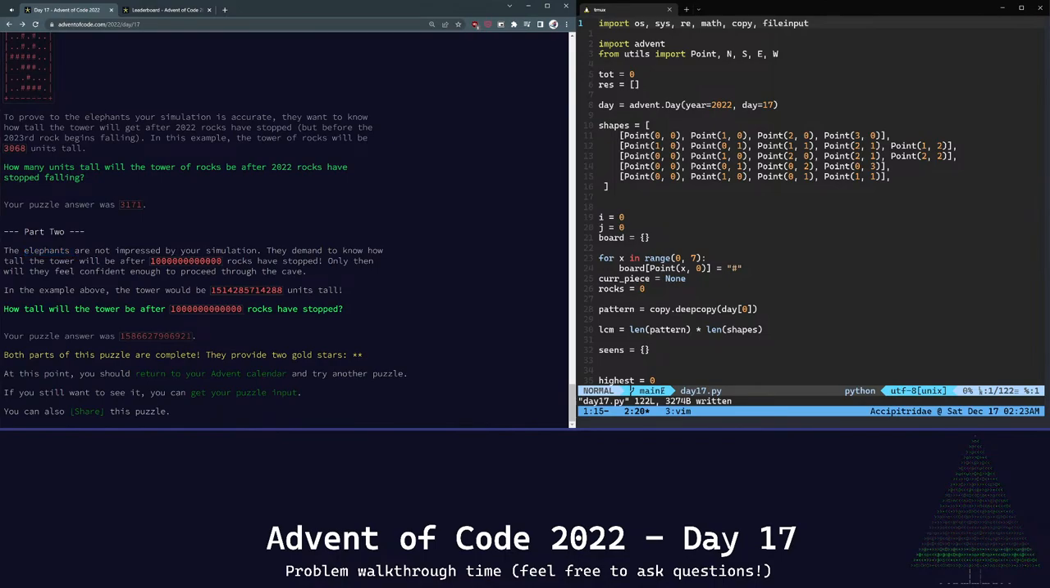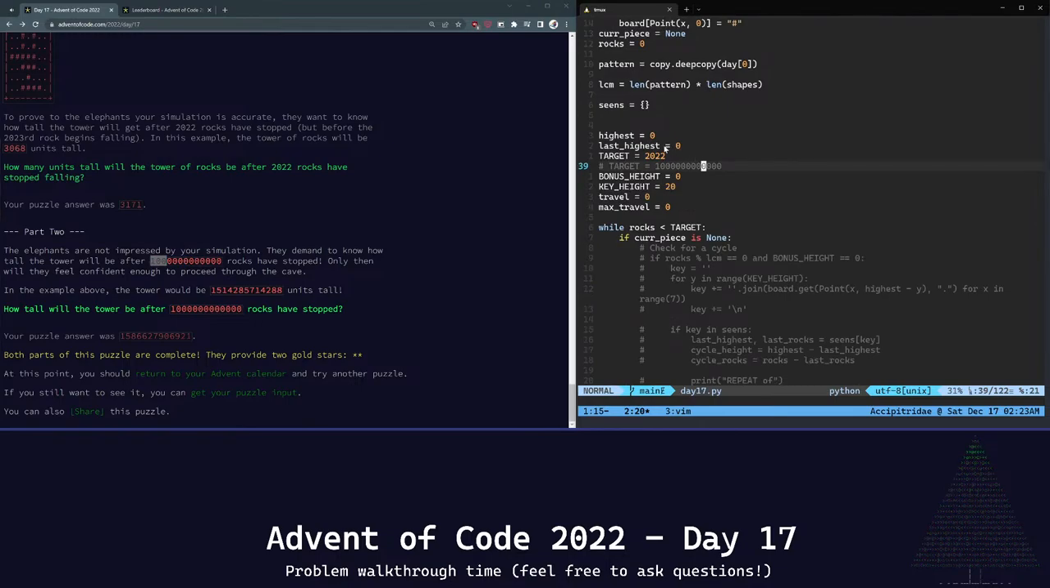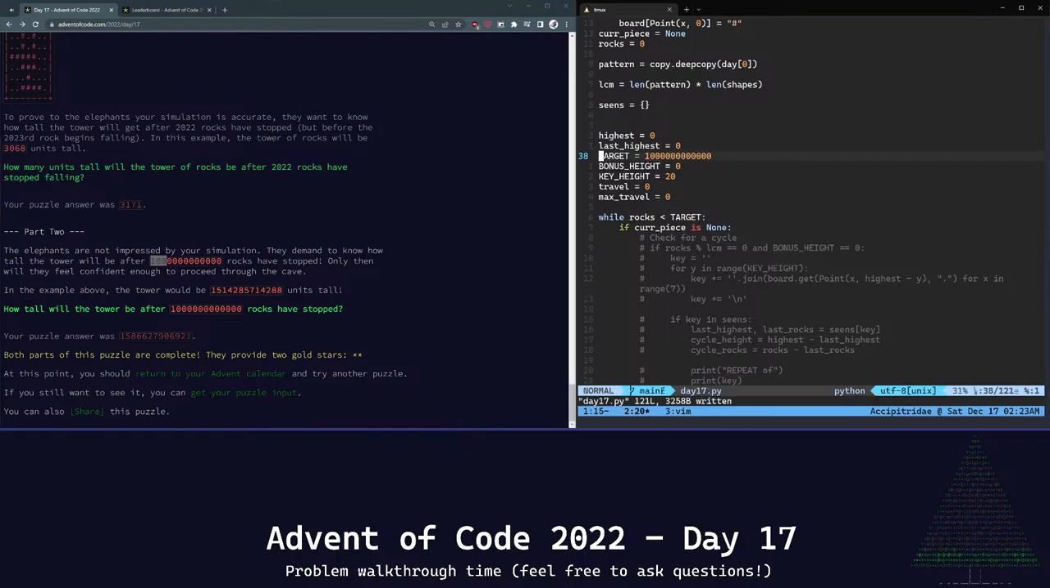tower is after one. So this would be million here, this would be billion here, 1 trillion. So they don't care that we can compute up to 2022. They want us to know how tall it's going to be after 1 trillion iterations. So we change the target. How tall will the tower be after a trillion iterations? It'll be, let's see, 1, 2, 3, 4, 1.5 trillion units tall.